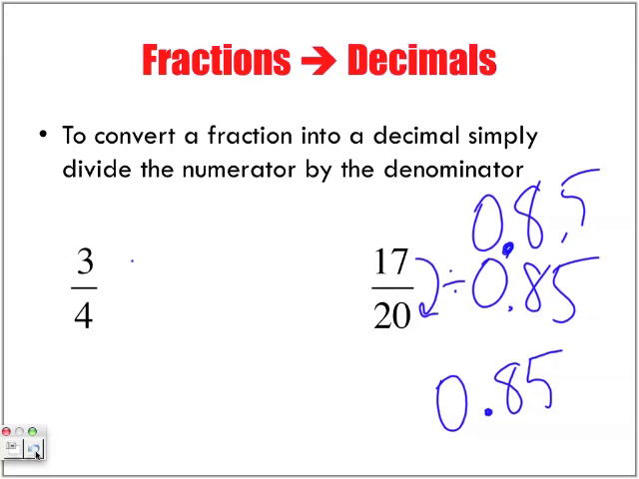Now let's go to this one here, 3 over 4. We're referring to how many equal parts in our whole? 4 equal parts. How many parts are we referring to? Of the 4, 3. So 3 divided by 4 is 0.75. So there is my fraction converted into a decimal. Really simple.